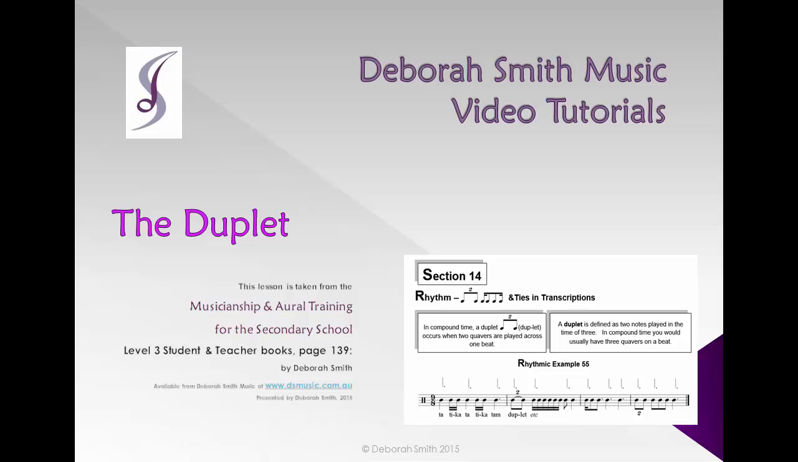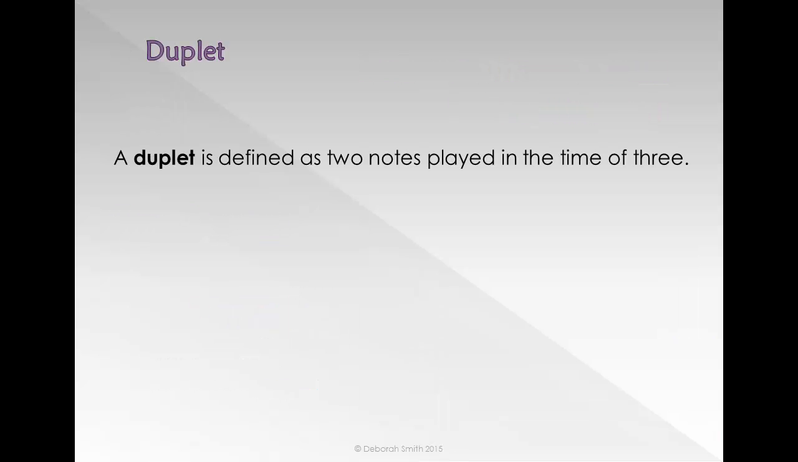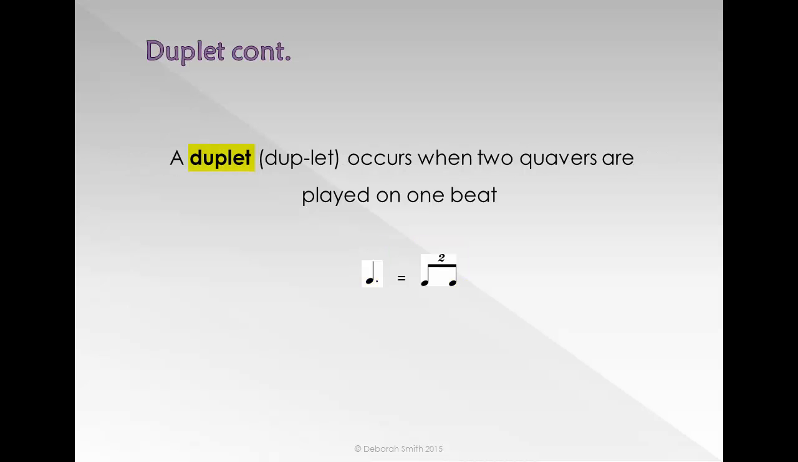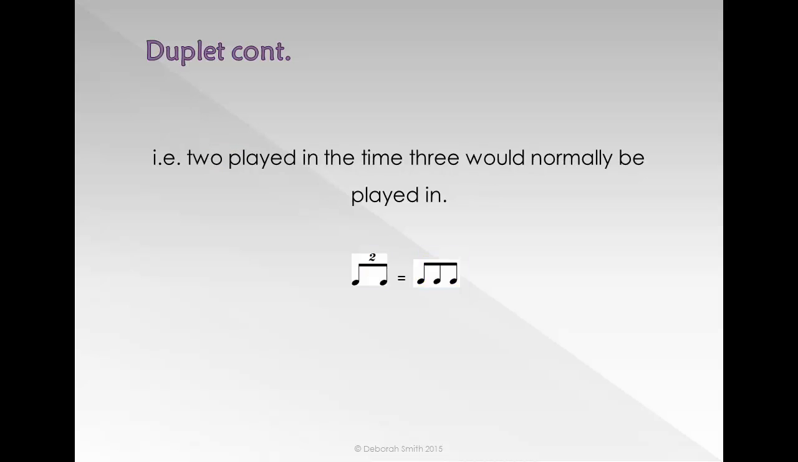Level 3, Section 14, Rhythm. A duplet is defined as two notes played in the time of three. In compound time, you usually have three quavers on one beat. A duplet occurs when two quavers are played on one beat, i.e. two played in the time three would normally be played in.